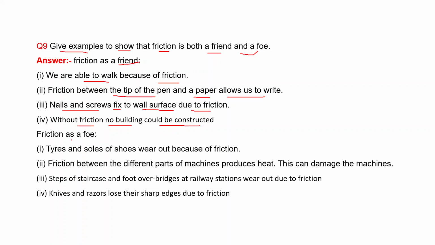Now, friction as a foe. Tires and soles of shoes wear out because of friction. Friction between the different parts of machines produces heat. This can damage the machines. Steps of staircases and foot over bridges at railway stations wear out due to friction. Knives and razors lose their sharp edges due to friction. These are some examples. You can also write your own examples.